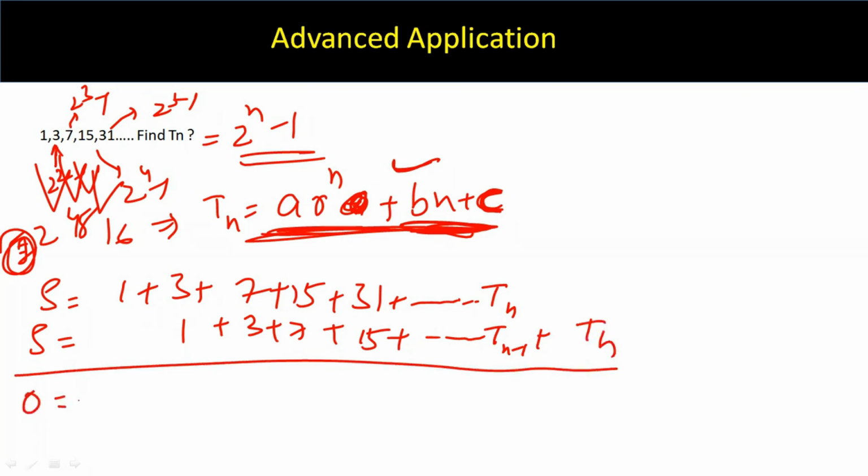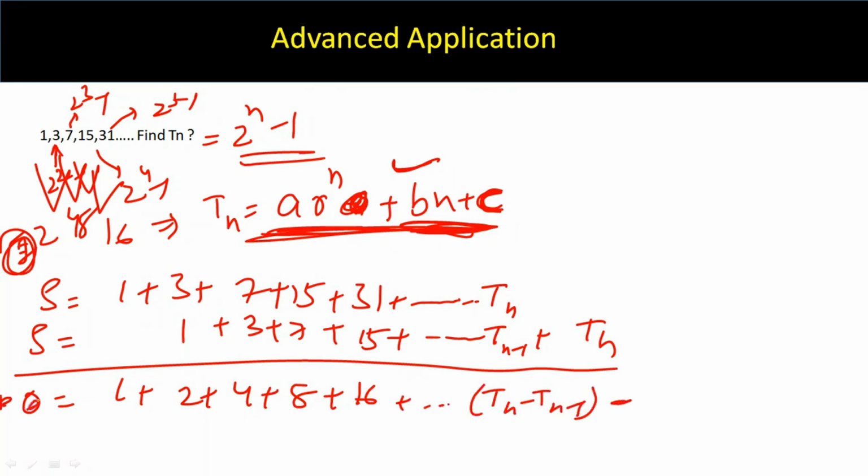Now you just subtract these two equations. What will it be? S minus S is 0. 1 minus 0 is 1, plus 2 plus 4 plus 8 plus 16, till Tn minus 1 minus Tn. I'll bring this minus Tn to the right hand side as plus Tn. What is this? 1 plus 2 plus 2 square plus 2 cube. In the second term it is 2 to the power 1, in the third term it is 2 square, so this will be 2 to the power n minus 1. This is the sum of n terms of a GP.